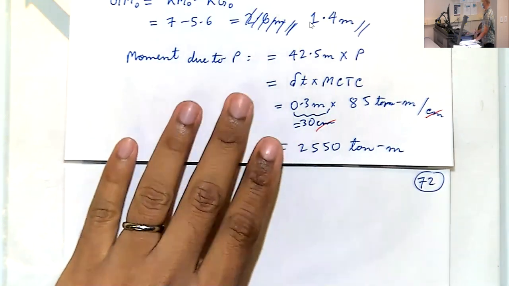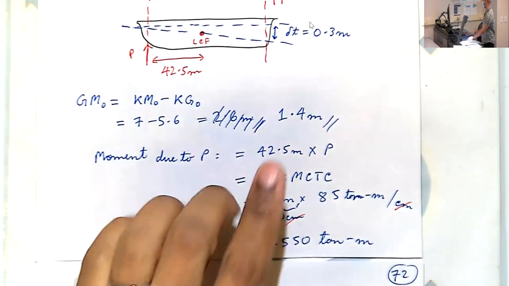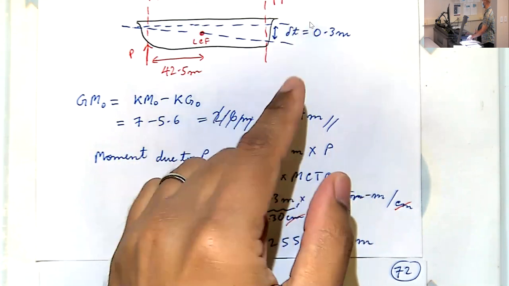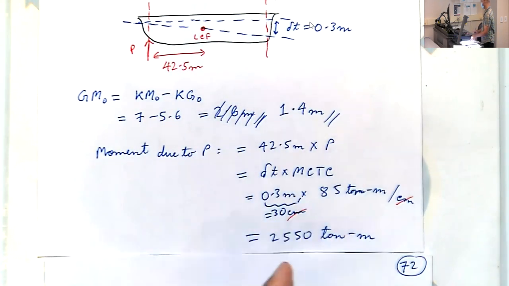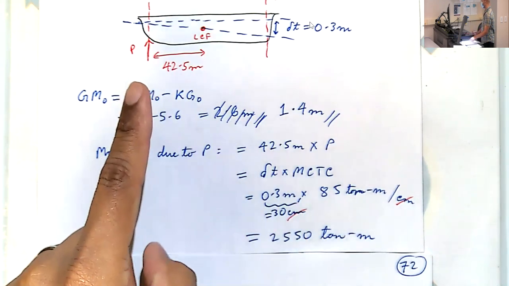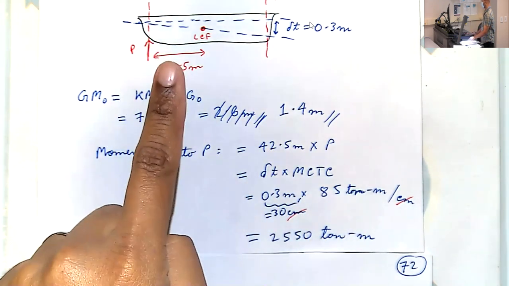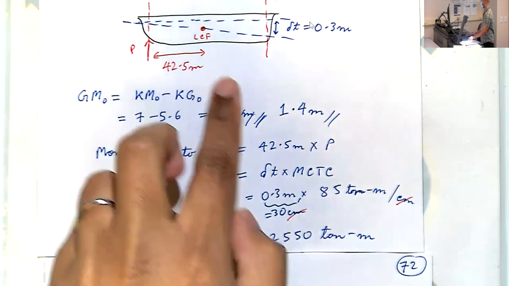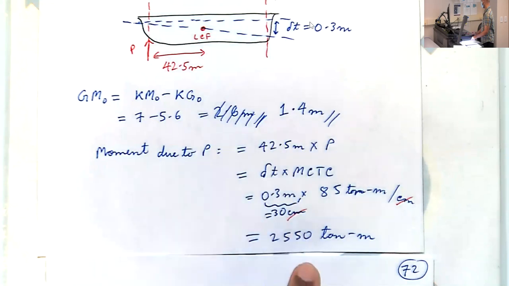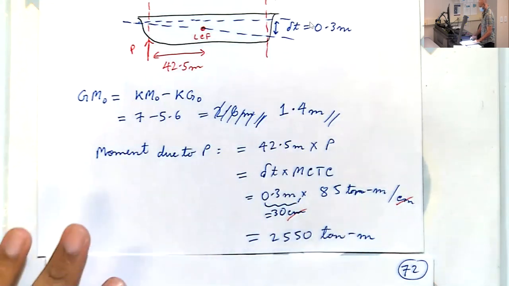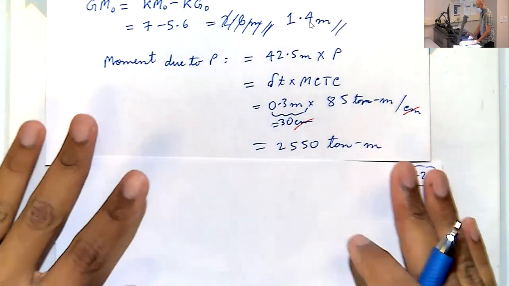Is that okay? What happened here? We know we have to get rid of 0.3 meters. How much moment do we need? We need delta T times MCTC, this much moment. And we know who's causing that moment? P is causing that moment. P times 42.5 is equal to that moment. So we'll equate this 42.5 P to 2550. And that'll give us the unknown value of P.